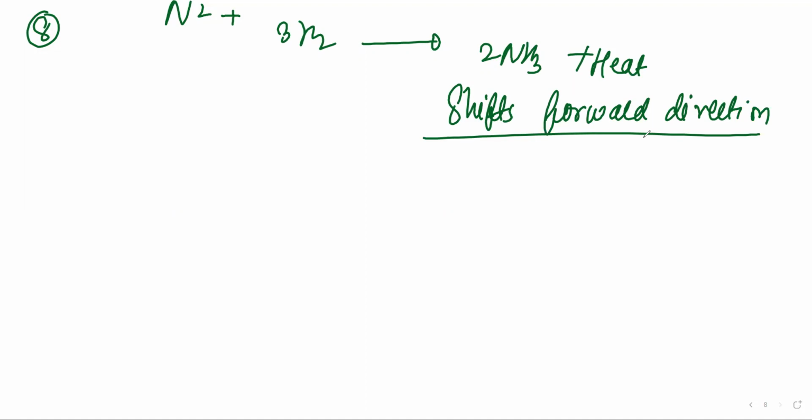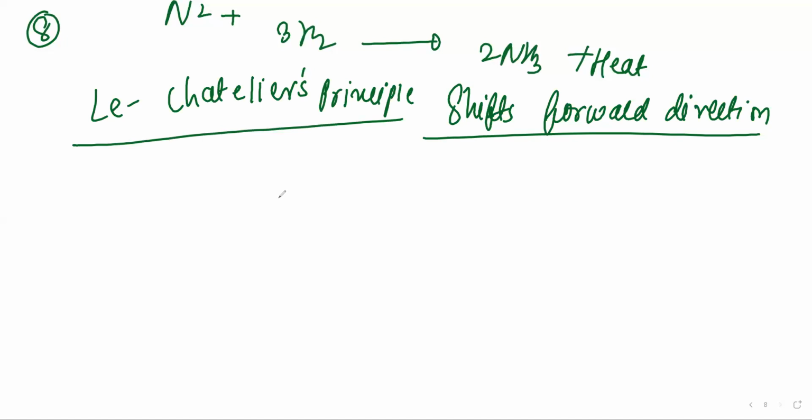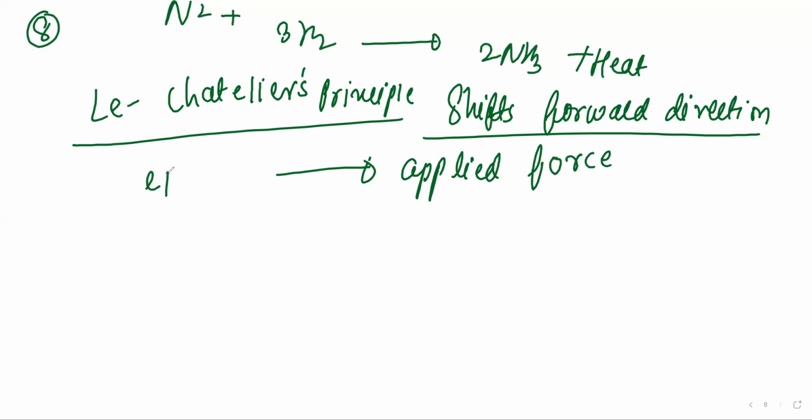So according to Le Chatelier's principle, there is a scientist who has talked about it. This is Le Chatelier's principle: the equilibrium shifts in that direction so as to oppose the applied change. So the equilibrium is shifted towards the direction that opposes the applied force. This is talking about equilibrium shift.